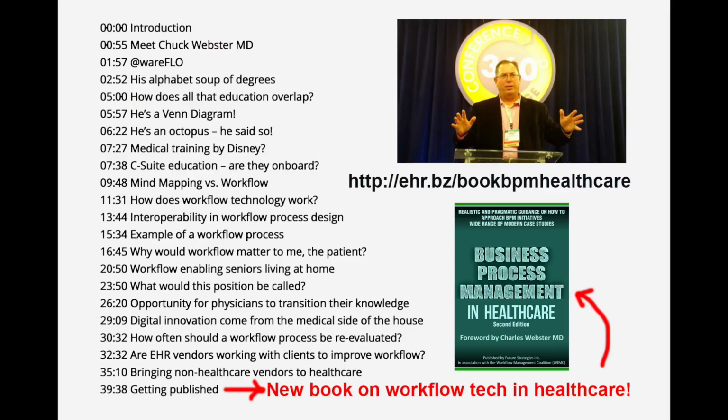Let me ask you a question about an actual workflow process. So you've gone in and you've mapped out OR prep or something like that. How often should a workflow be reevaluated? Oh gosh, that's going to be case by case.